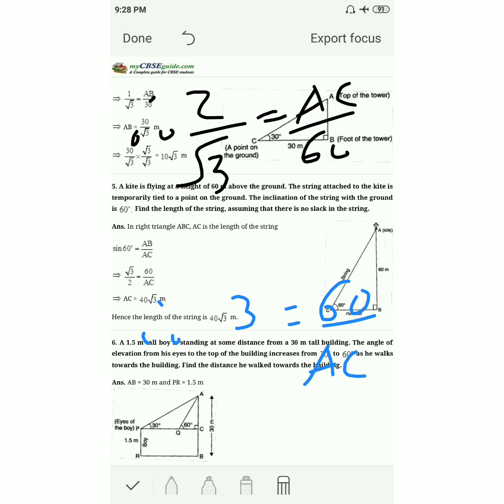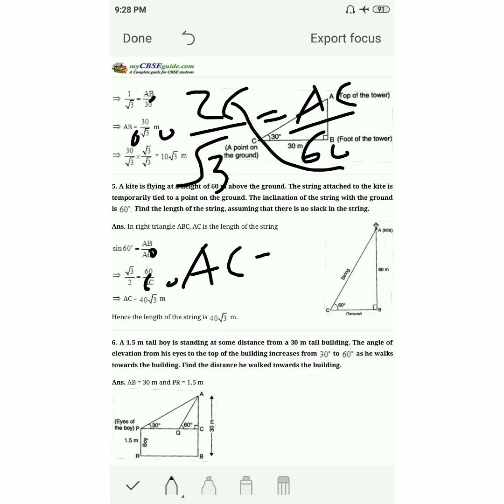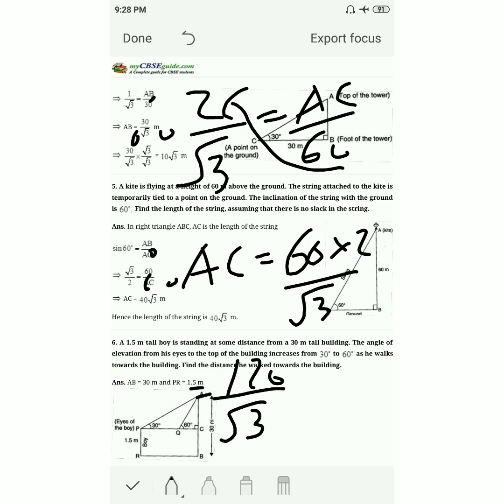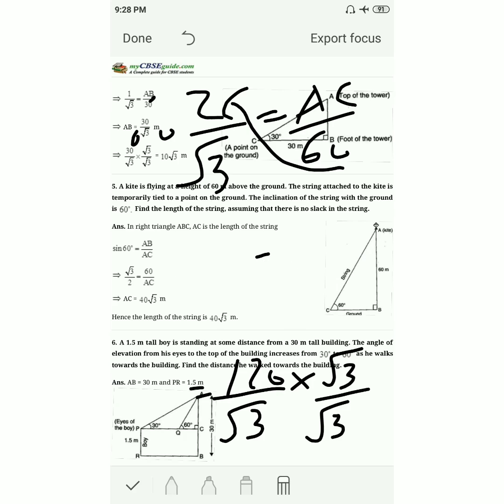Right? Now AC is in the numerator. So just transfer this 60 to the right hand side. So finally we get AC is equal to 60 into 2 upon under root 3. So in this way we can find AC. So 120 upon under root 3. If we do not get the logic of factorization, then we can rationalize the denominator, then multiply and divide by under root 3. Okay, this way we can also do it here.